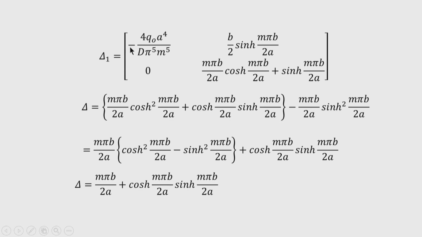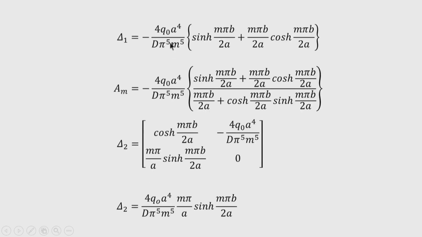Now, delta 1 can be obtained very easily after expanding the determinant. If I expand the determinant, then it is minus q naught a to the power 4 by D pi to the power 5 m to the power 5, and this can be multiplied and this will be 0. So, delta 1 is easily found as this quantity. So, A_m will be delta 1 by delta. You can see that this delta is the determinant formed by the coefficients of the variables A_m and D_m in the two equations formed after applying the boundary conditions.